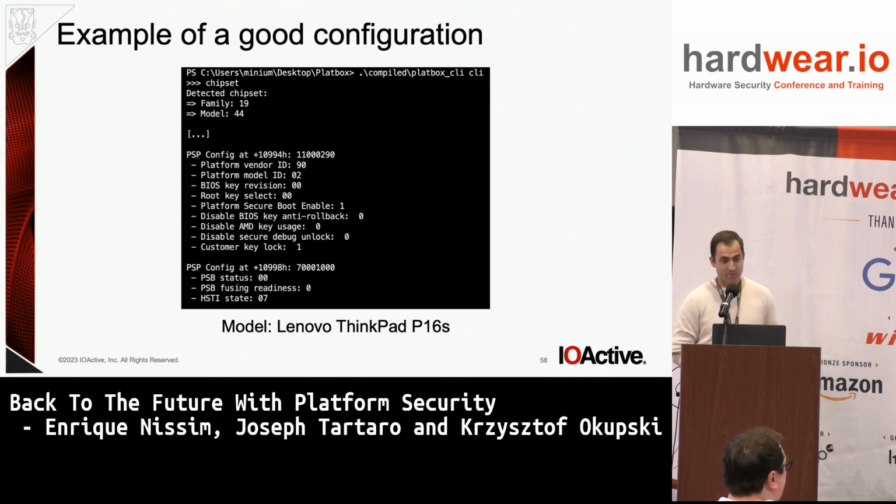So a system which has PSB properly enabled looks like this, like the Novatek P16S. We can see that the vendor ID is set, the PSB enabled bit is set, and the customer key lock, which locks down the key state, is also set. And we also see that the status is actually 00. So the system booted, it was all verified properly, and everybody was happy.